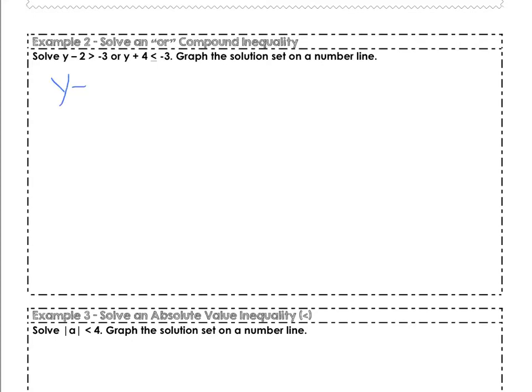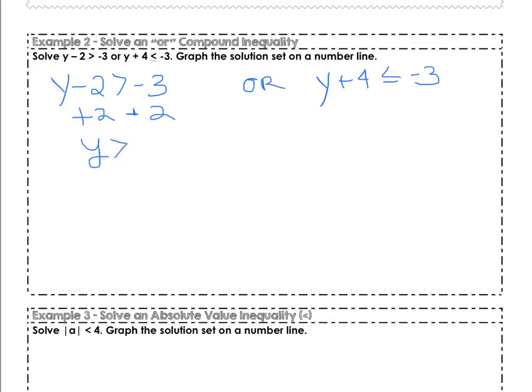y minus 2 is greater than negative 3, or y plus 4 is less than or equal to negative 3. For my first inequality, I'm just going to add 2 to both sides, giving me that y is now greater than negative 1. Or, over here, we're going to subtract 4 from both sides, and we get y is less than or equal to negative 7.